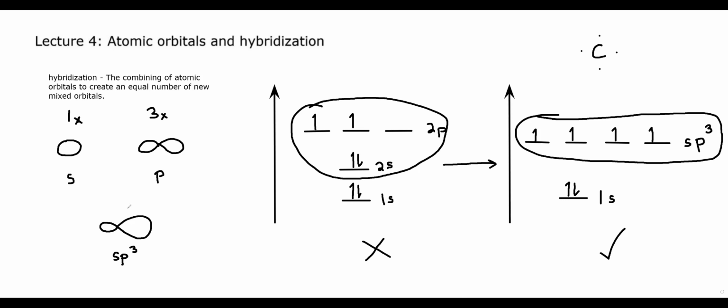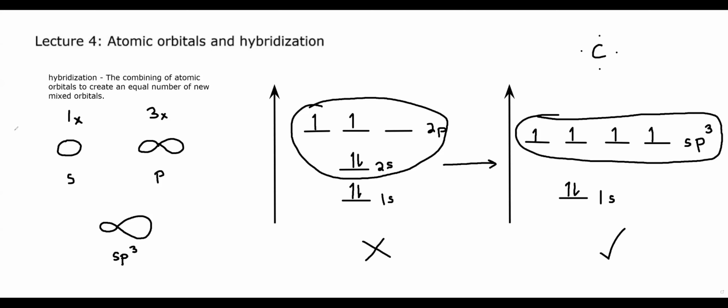But you don't really have to be too considerate about its shape, okay? Unless perhaps your professor asks specifically for you to draw the shape of an sp3 orbital. This is what it would look like. It'd be a lopsided p orbital, but it would mostly look like a p orbital because you have 3 of them and then just one s orbital. Okay, so that's the shape.